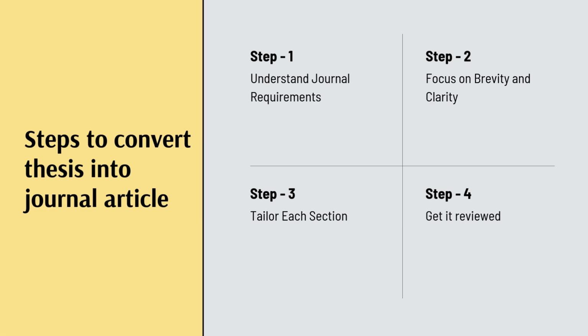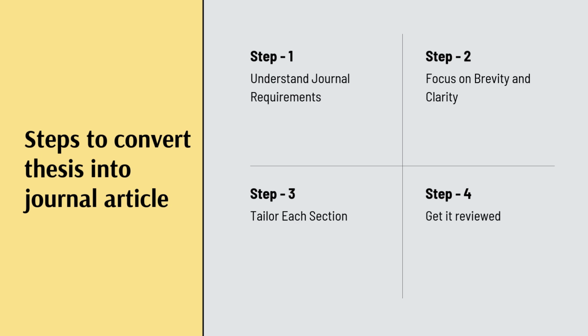Step 2. Focus on brevity and clarity. Dissertations are often over 100 pages long, while journal articles are usually under 30 pages, including references, tables, and figures. Here's how to condense your work. 1. Shorten the introduction by focusing only on literature directly relevant to your research questions. 2. Summarize your methods section. Include only the essentials needed for readers to understand your approach. 3. Report key findings in the results section. Avoid overwhelming your audience with too many exploratory analyses.